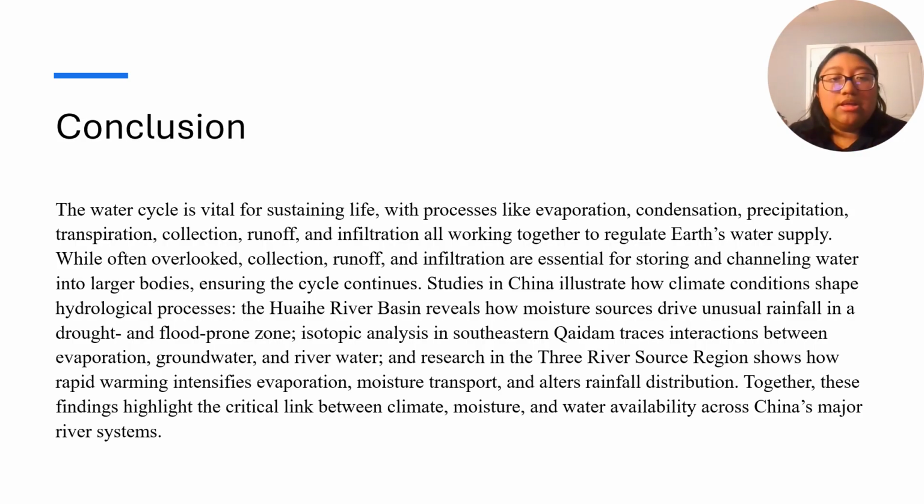The conclusion. The water cycle is vital for sustaining life, with processes like evaporation and condensation, the whole cycle of the water cycle, all working together to regulate Earth's water supply. Often overlooked collection, runoff, and infiltration are an essential part of the water cycle because they store and channel water into larger bodies of water, and that can start the process of evaporation.